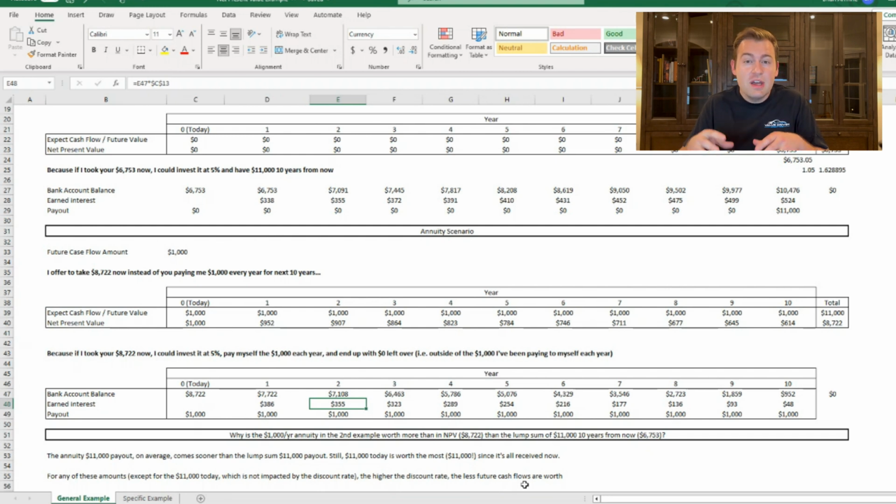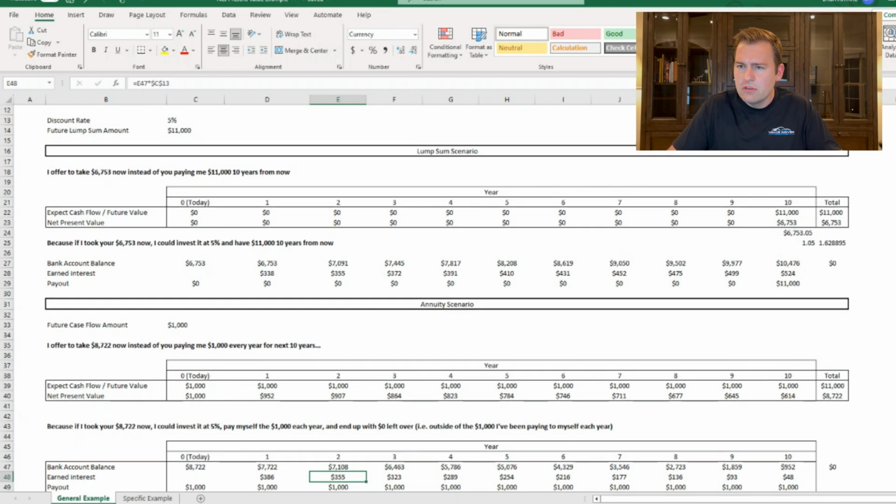And so when you get money sooner, the money and net present value is worth more. The most extreme example of this would be getting $11,000 today, which is worth $11,000. Before we move on to one more example, I want to show you what happens when we actually change the discount rate. I'm going to scroll up, and all of this is linked to this discount rate, this cell C13.